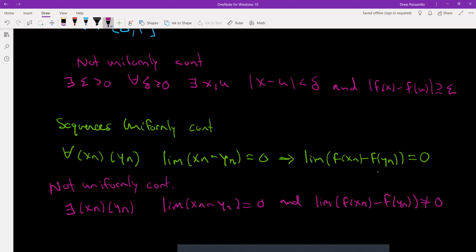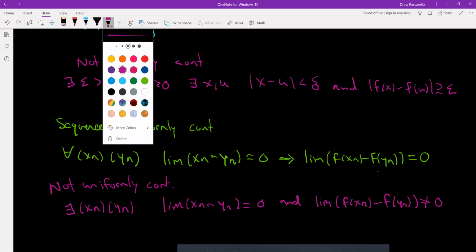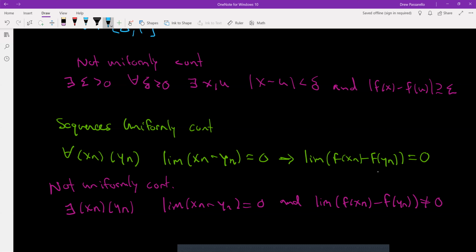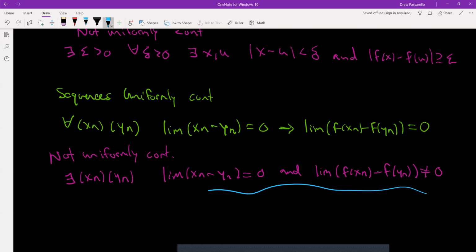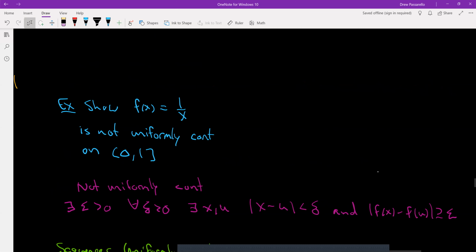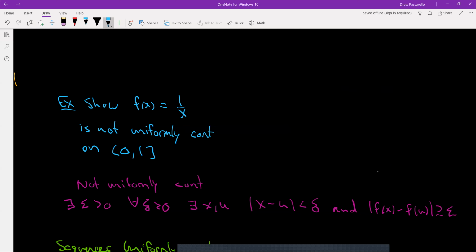All right, so I'm going to use this one. It's just easier, in my opinion. If we're going to show it's not uniformly continuous, I'm going to use this. So I just need to produce two sequences where the limit of the difference is 0, but when you evaluate the function for the sequences, the limit of that difference is not equal to 0. So our function is 1 over x, and we have the interval 0 to 1, where 1 is closed and 0 is open.